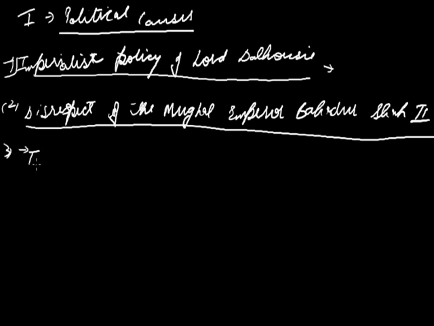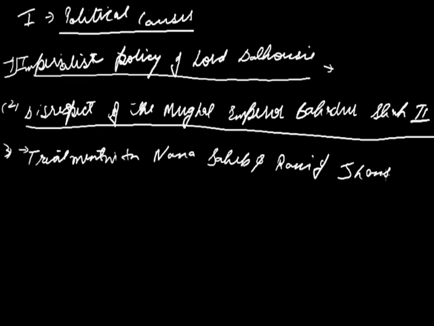Third point, treatment with Nana Sahib and the Rani of Jhansi. First, we should know who was Nana Sahib. Nana Sahib was the adopted son of Peshwa Bajirao II. The Peshwa was very powerful among the Marathas, and the Marathas were one of the powerful forces in India. And who was the Rani of Jhansi? Everybody knows, Rani Lakshmi Bai of Jhansi. These two leaders are very popular among the Indians.